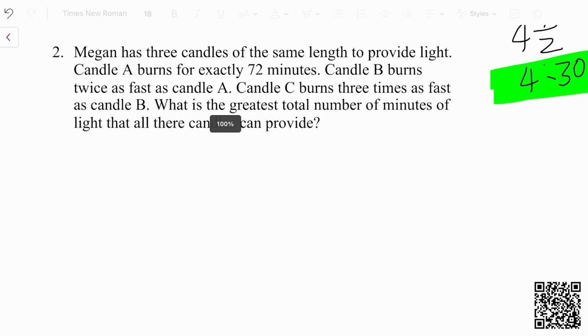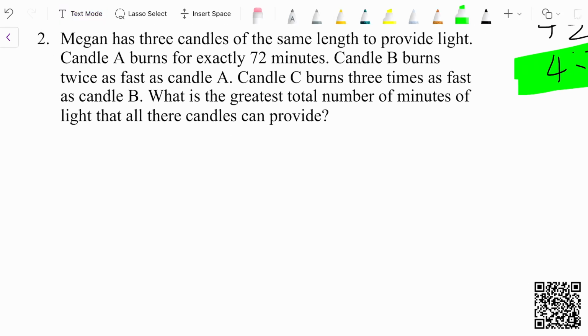Moving on to problem number 2. Megan has 3 candles of the same length to provide light, which for some reason, candle A burns for exactly 72 minutes, but candle B burns twice as fast as candle A because apparently the wax quality just isn't the same. Candle C burns 3 times as fast as candle B. What is the greatest total number of minutes that all 3 candles can provide?